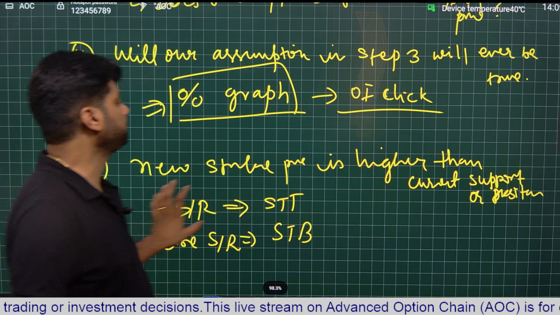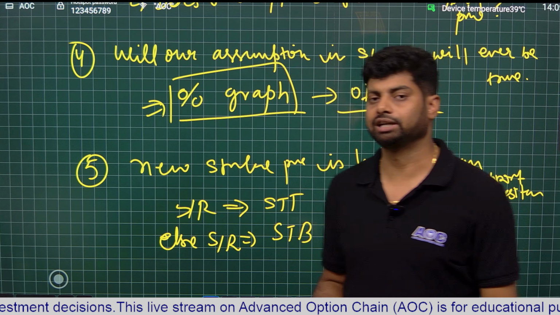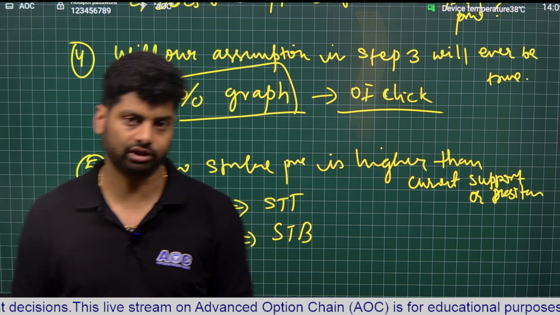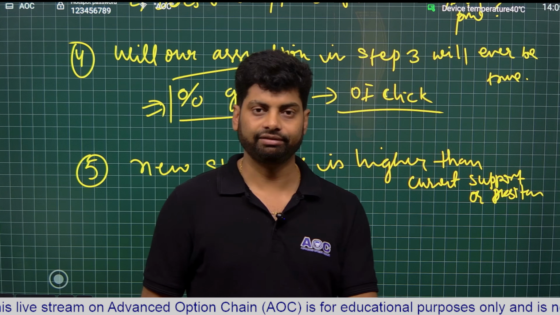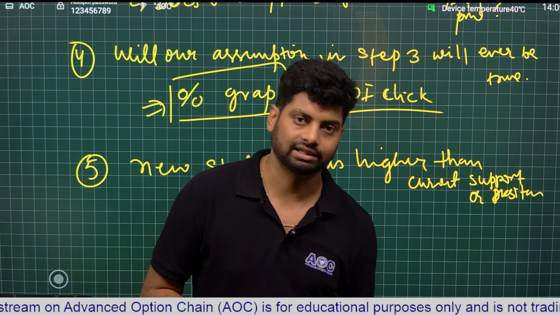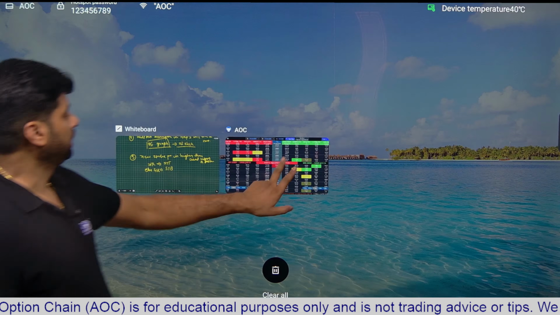The fifth point I have already covered. That is, whenever the new strike price is higher than the current support or resistance, that support or resistance will be called STT. If it is lower, it will be called STB. Right? Now let's have some examples.